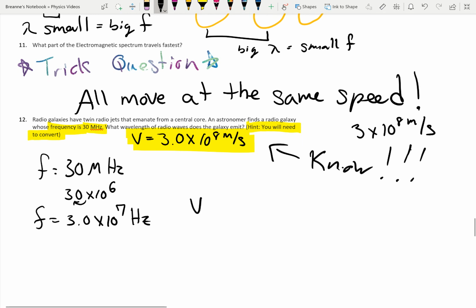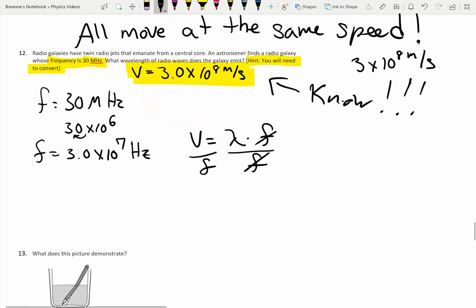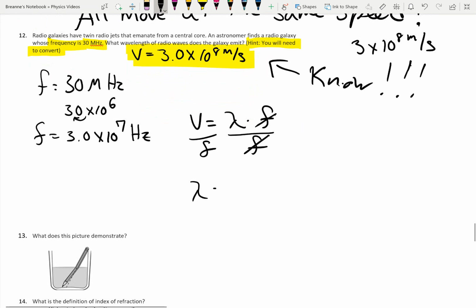And our equation is velocity equals wavelength times frequency. We're looking for wavelength, so we need wavelength by itself. It's being multiplied, and the opposite of multiply is divide. So our wavelength equals velocity over frequency.